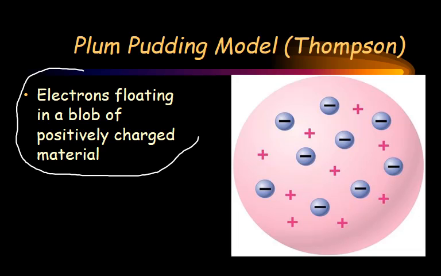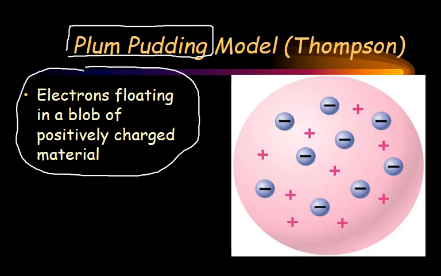Electrons floating in a blob of positively charged material. The reason they call it plum pudding is because they had pudding, and inside the pudding they had plums. And so the analogy here is that these electrons are plums inside a positively charged pudding. The whole pudding is positively charged, and then you have these little electrons that are like plums that are floating around, and can go from one plum to the other, or one pudding to another.